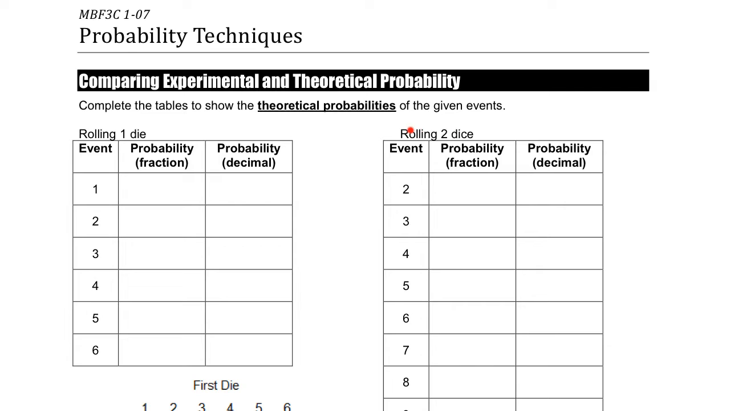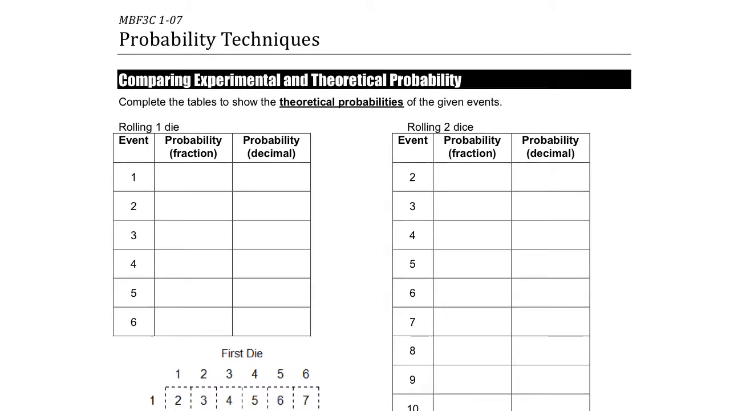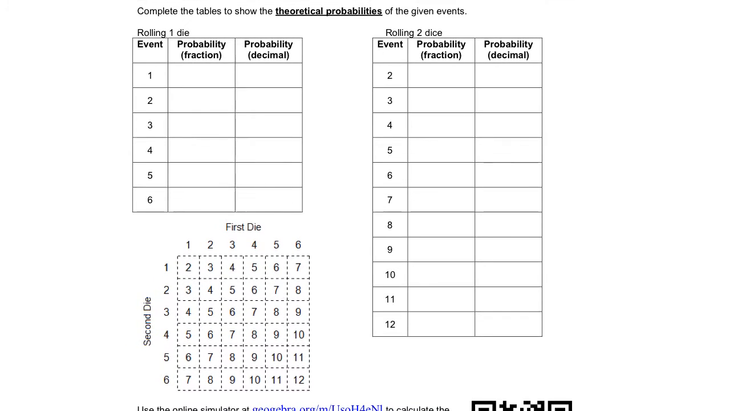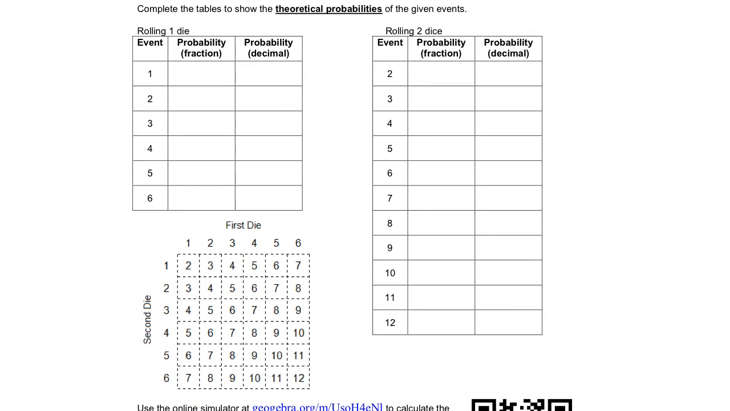Next, you're going to be rolling 2 dice. And just to help you out with 2 dice, I've given you the chart that I gave you before, where you have all the possible outcomes for rolling 2 dice. So write your probabilities as a fraction and as a decimal for each. Pause the video and do it, and then see how you do.